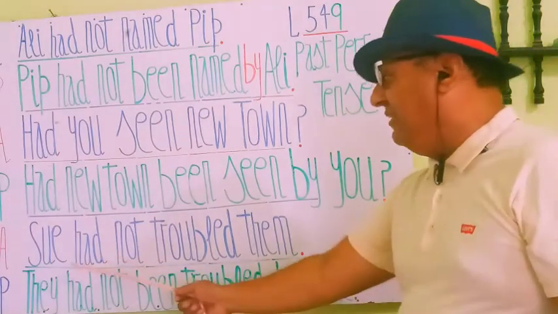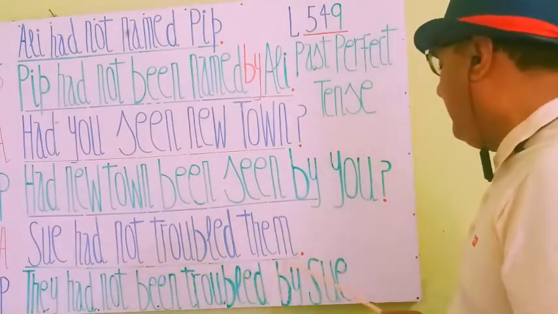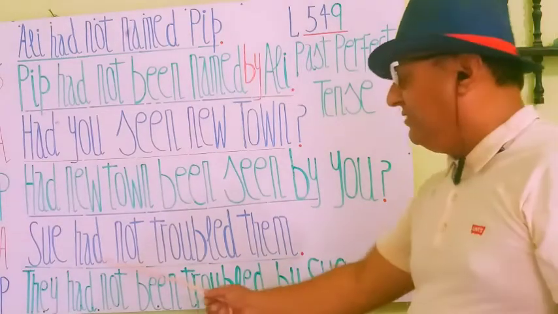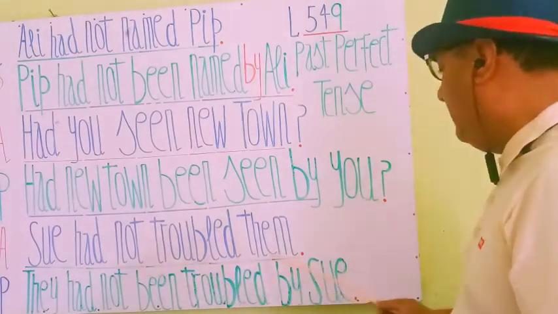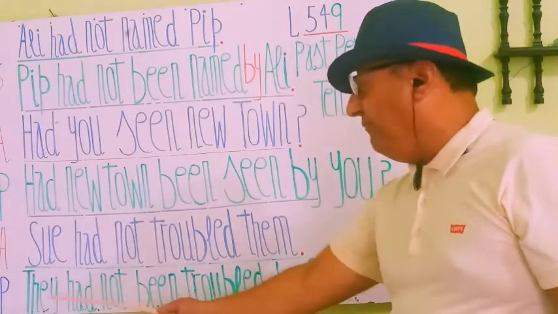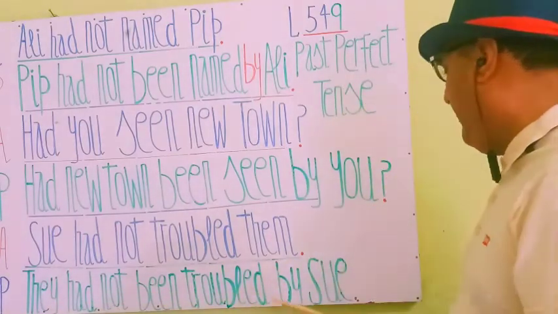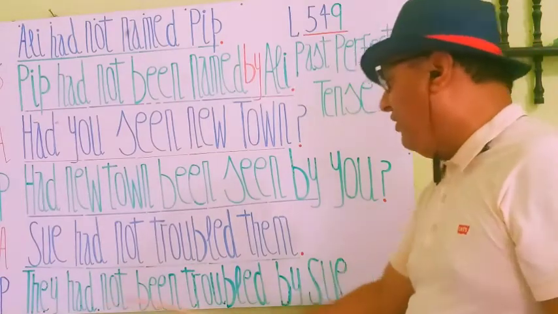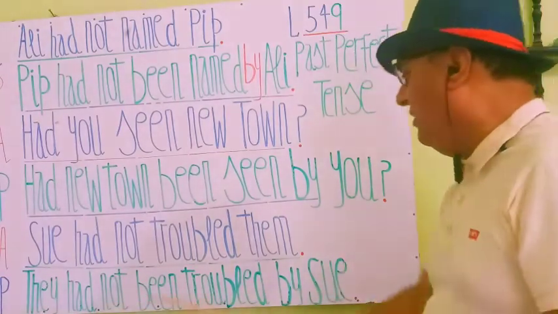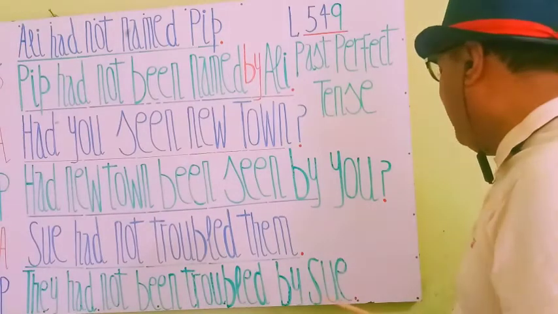You see that Sue is a subject and them is an object, and this is also a negative statement. Let's change it to passive. Here you see the passive voice statement. They had not been troubled by Sue.